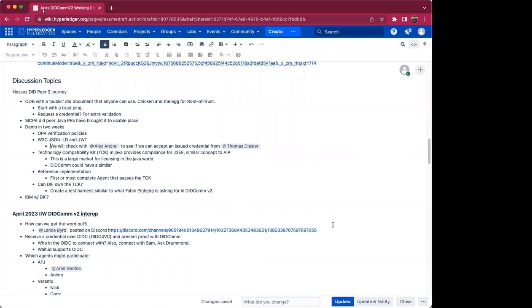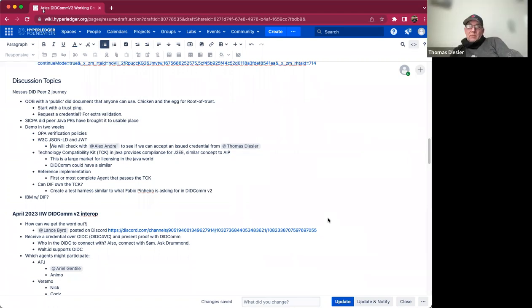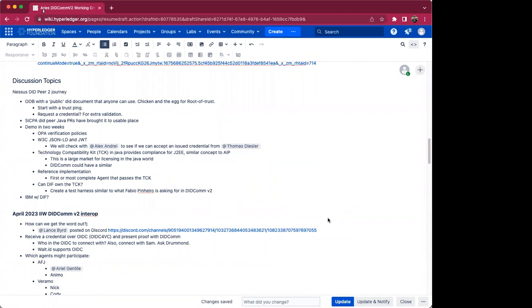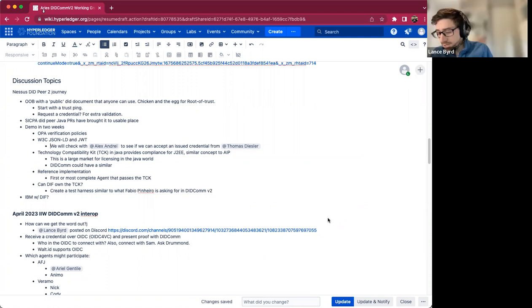Mm-hmm. Is that the issue credential protocol you have implemented, Thomas? Yeah. So, issue, verify, schema. Yeah. Mm-hmm. So we should be able to do some interop there. Good. Test it out. Great.